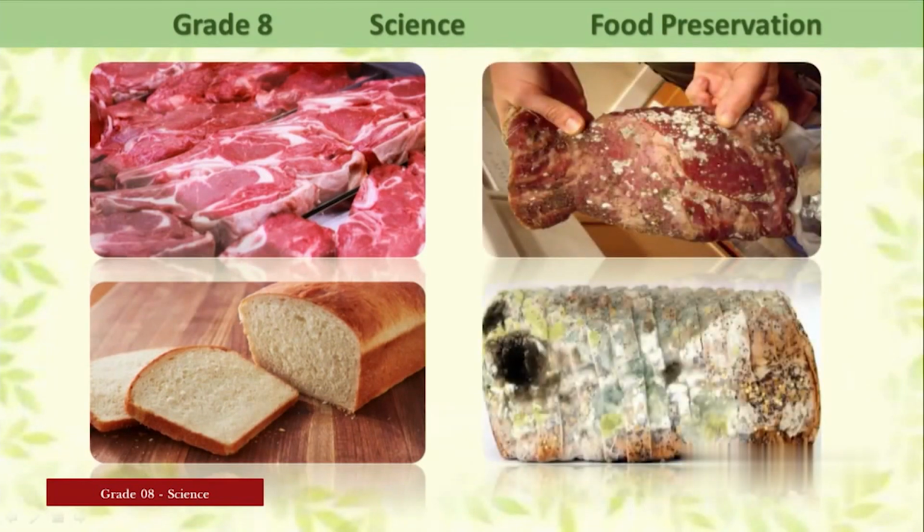Look at the other pictures. What can you see in these pictures? Yes, you can see the meat is rotten or spoiled. It is not suitable for our consumption. It is unfit for our consumption. And the bread, in the second picture you can see the bread has mold grown on it.